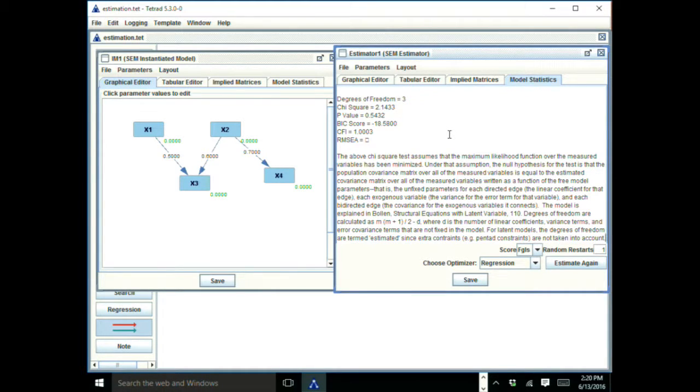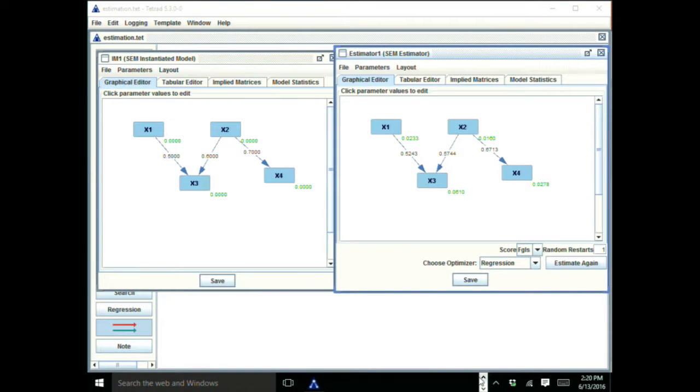Yes, it's another model fit statistic along with the p-value, the BIC, the CFI, and in typical structural equation models you also get the root mean squared error. Okay, let me go back to the slides.